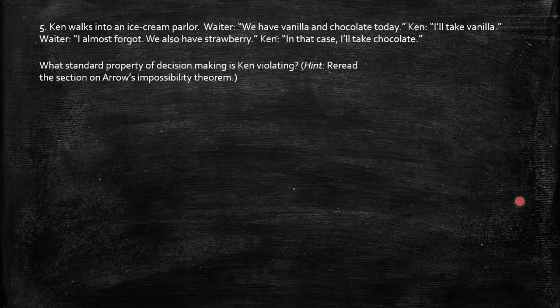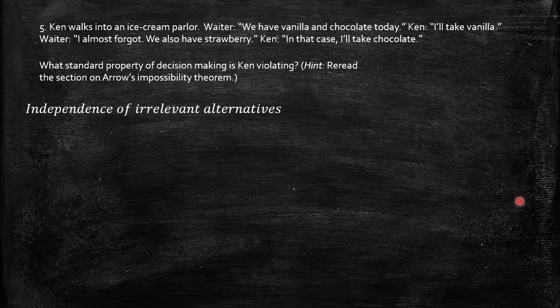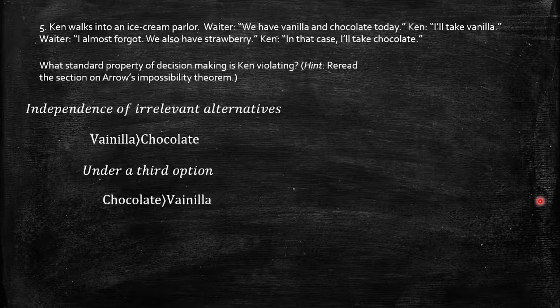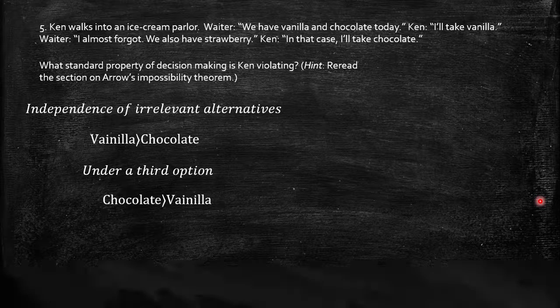This is the section of Arrow's impossibility theorem. Then this should be the independence of irrelevant alternatives, because obviously strawberry doesn't take part in this situation. At the end of the day I'm just deciding between chocolate and vanilla, so if there's a strawberry, what should I change if I'm going to take my decision again between vanilla and chocolate? First, vanilla is preferred to chocolate. Then, under the third option, strawberry, chocolate is preferred to vanilla. So naturally, it violates the independence of irrelevant alternatives.